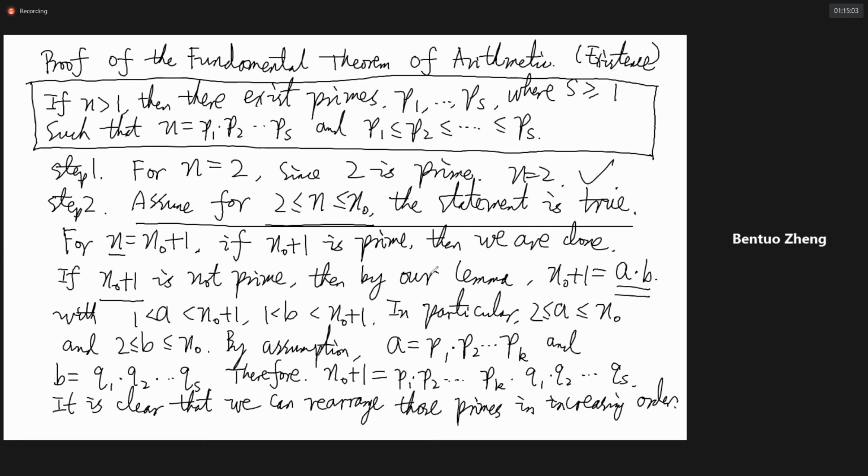And since the proof of the uniqueness requires a little bit more effort, we don't have time to prove it today. So we'll prove it next time.